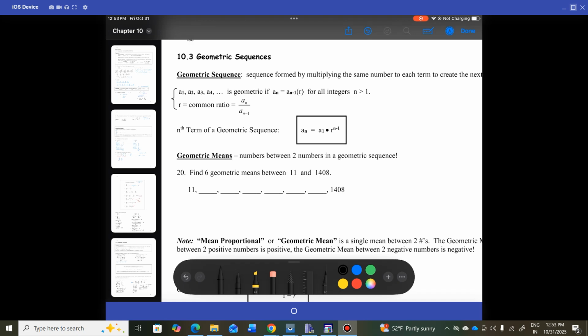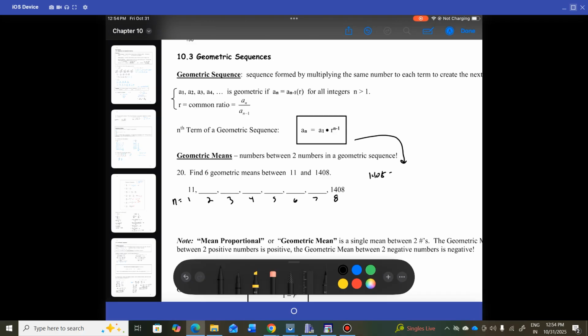In this next sequence we're going to look at the 6 geometric means between 11 and 1408. Right, and so basically we have to find a number that is multiplying the first term to the next term to the next term until you get to 1408 by the 8th term. So this is when n equals 1, 2, 3, 4, 5, 6, 7, and 8. And so we can write this out using this formula.